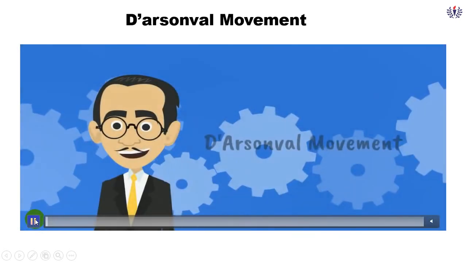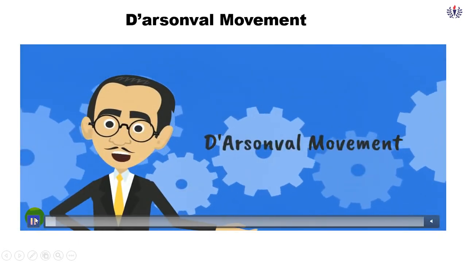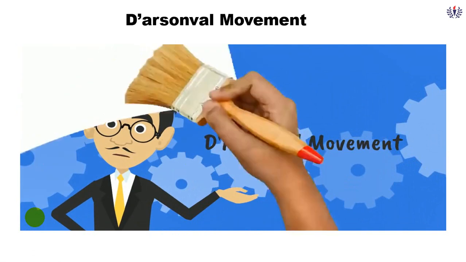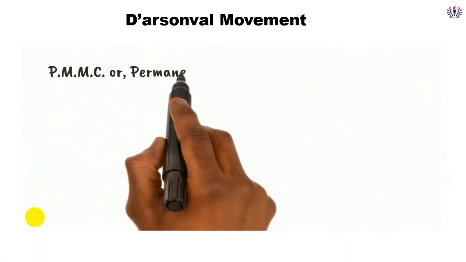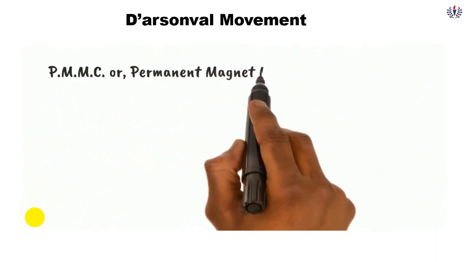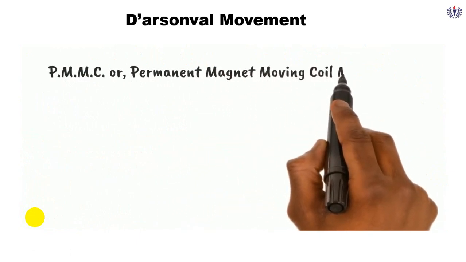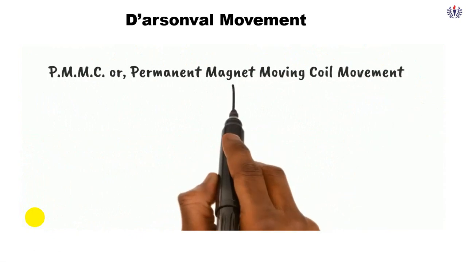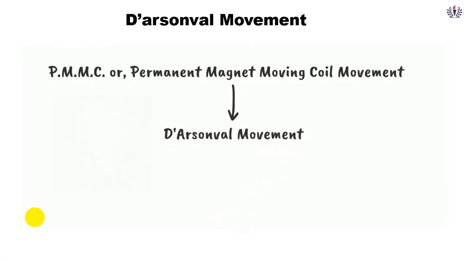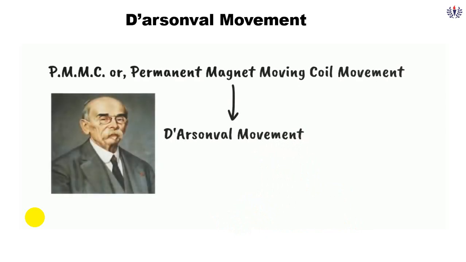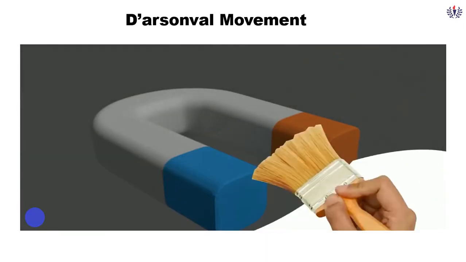So what is the d'Arsonval movement? We can see that in detail in this animated form. This d'Arsonval movement is only for the PMMC, or permanent magnet moving coil, instrument. Why is it known as the d'Arsonval movement? Because it was invented by the scientist known as d'Arsonval, so it is named after the scientist.